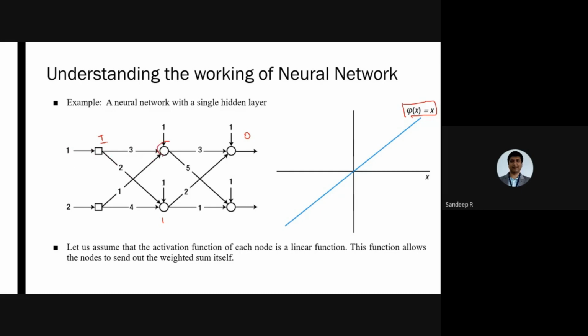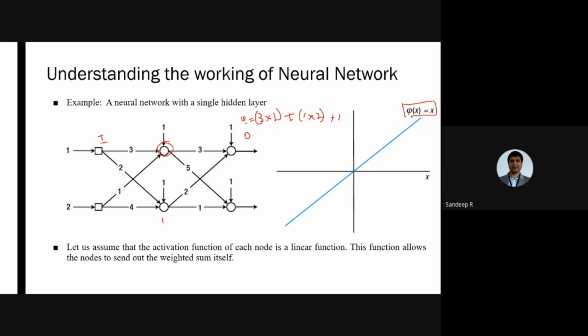Let's concentrate here. So 3 into 1: 3 is the weight and 1 is the input, weight into input, plus the other weight is 1 and the input is 2, so 1 into 2, plus the bias is 1. So this is the weighted sum of the inputs, here called V. The activation function is anyway linear, so this is the output of the first node itself.